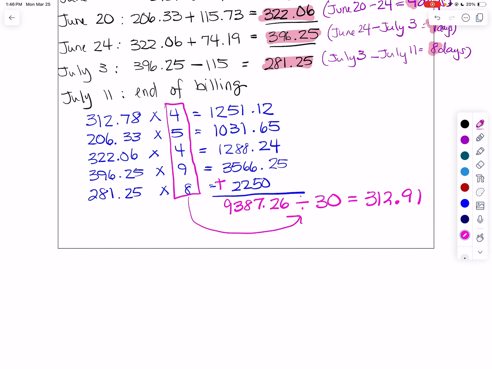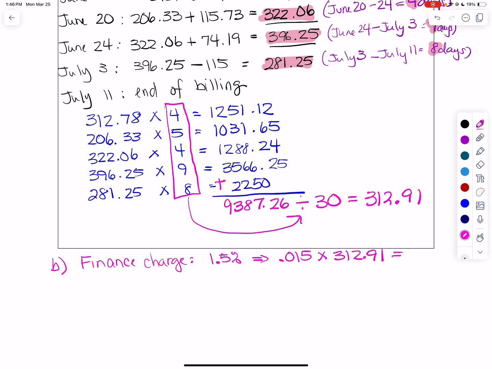For part B, now we can find the finance charge. And the finance, whoops, I spelled finance wrong. Finance charge is 1.5%. So 0.015 times the average daily balance. And that comes out to be $4.69.